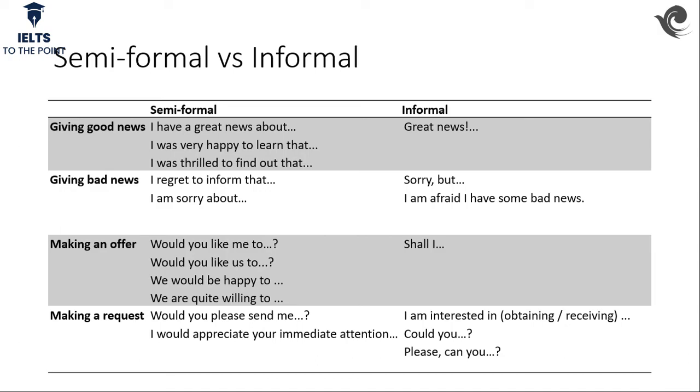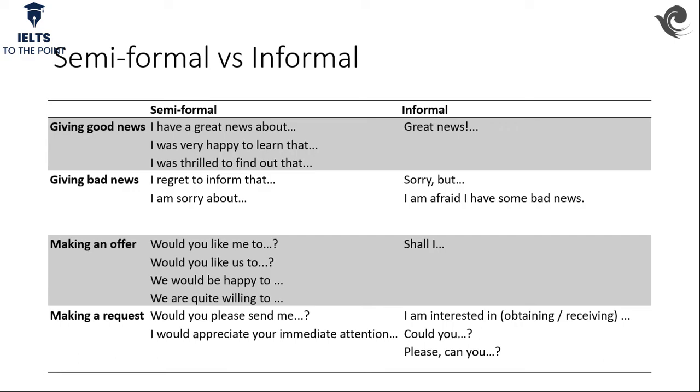Then making an offer, as far as semi-formal letters are concerned, you would say, would you like me to, or would you like us to? All right. And in informal letters, it could be, shall I do this for you, or can I do this for you, or whatever. Making a request, again, as far as semi-formal letters are concerned, would be, would you please send me. And informal, you can simply say I am interested in obtaining, receiving, something like that.